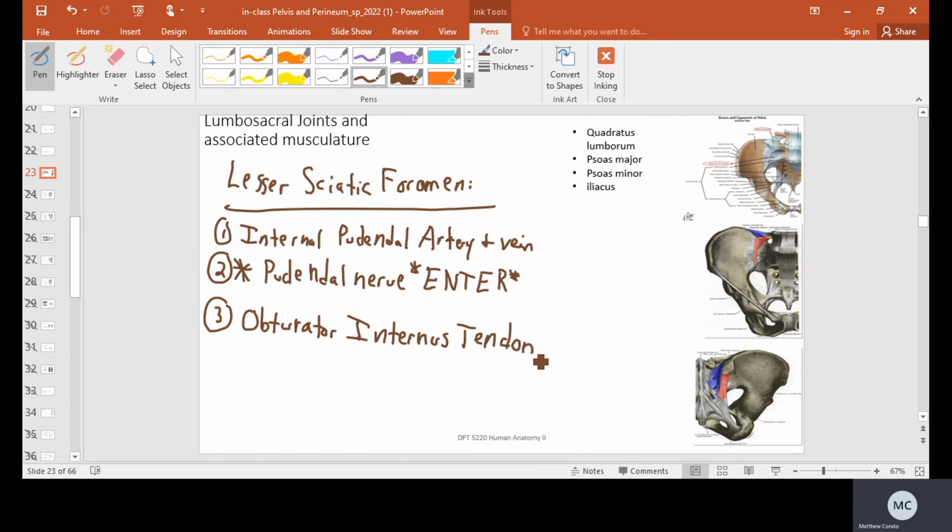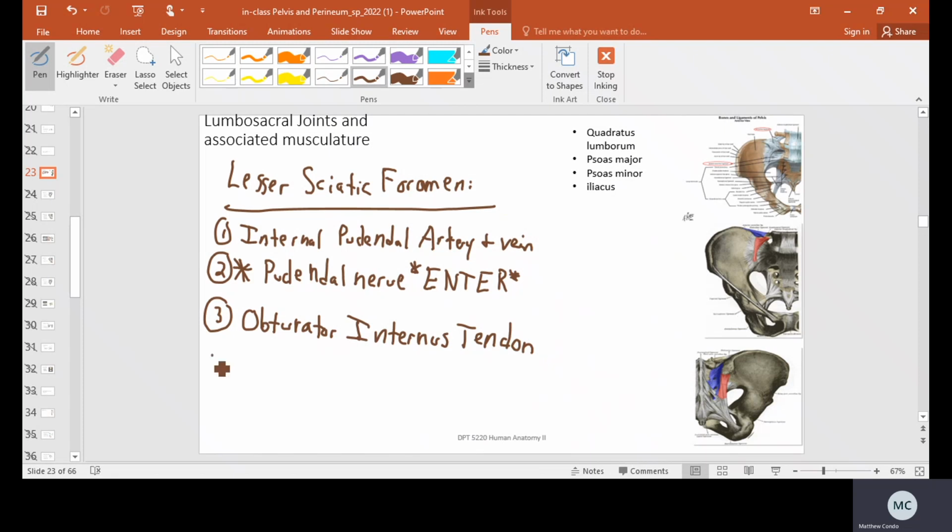Obturator internus is going to be named based on its relation to the obturator foramen. Okay, do you guys remember what the obturator foramen is? That big hole that's sitting in the pubis where all those obturator vessels and nerves come through? Literally, the way it works is obturator internus rides on the internal side of the obturator foramen. Obturator externus rides on the external portion. Okay? So obturator internus tendon is going to exit the lesser sciatic foramen because it has to kind of come through the gluteal region and get to the obturator foramen.